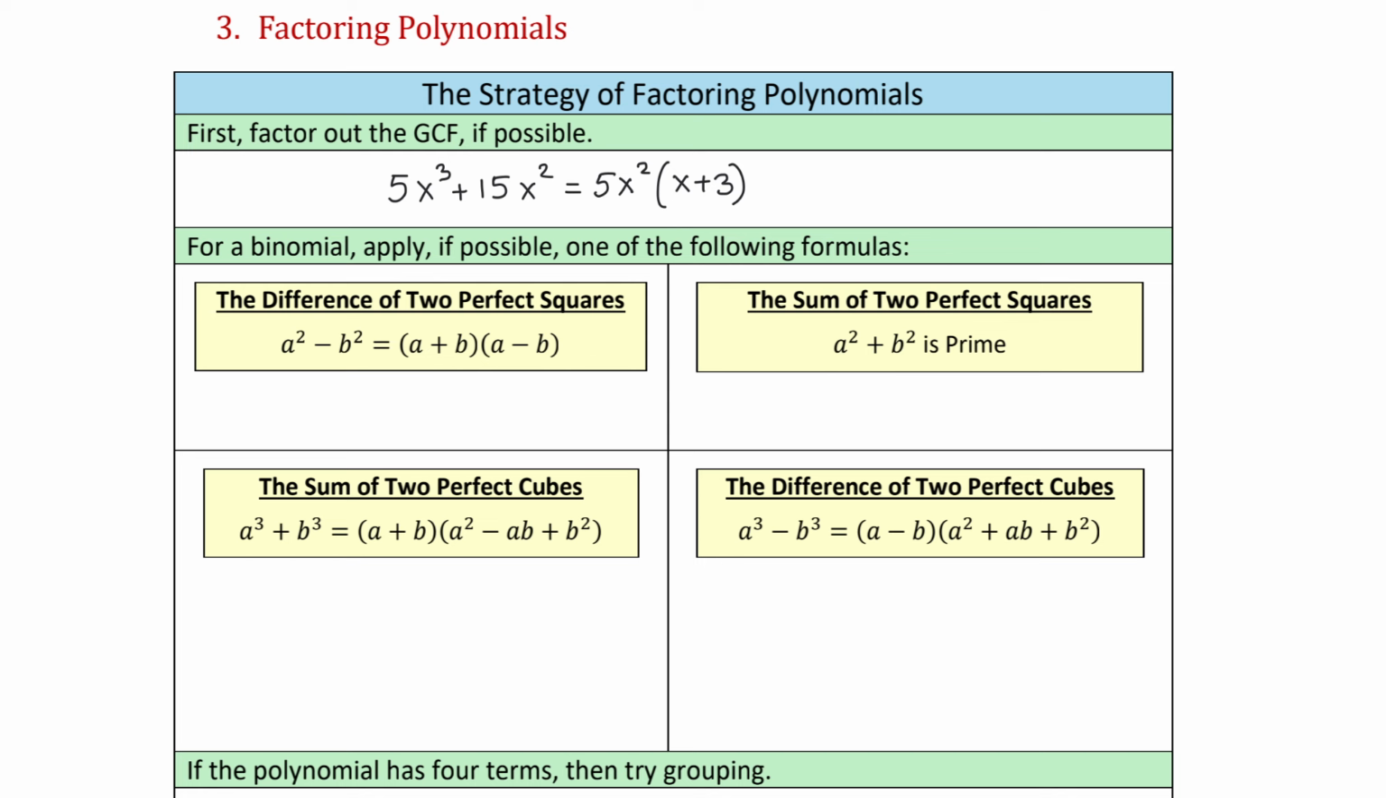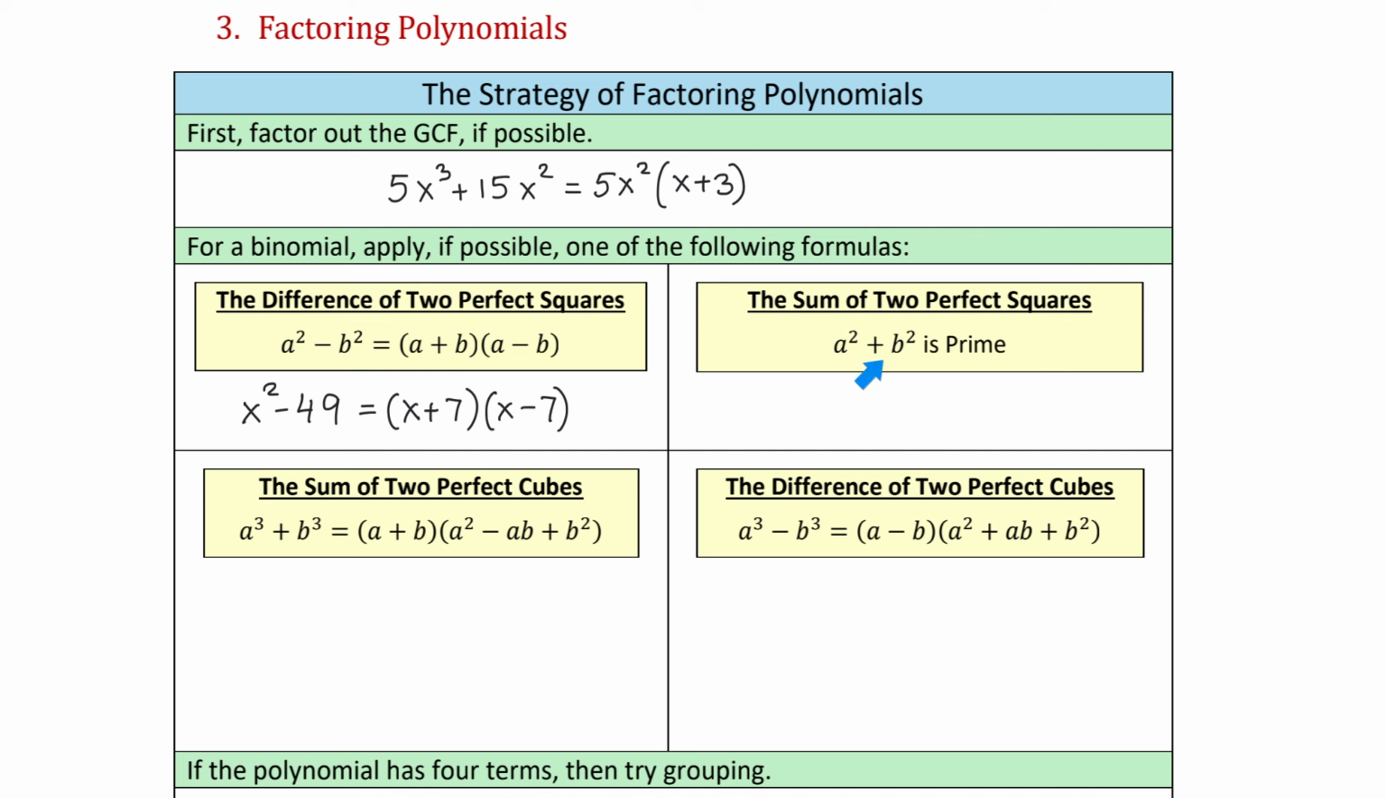Now, if you have a polynomial that is a binomial and you need to factor it, then one of these formulas might work. The first formula is the difference of two perfect squares, and this is a squared minus b squared equals a plus b times a minus b. So if we have a difference of two perfect squares, for example, x squared minus 49, then we can factor it as a product of a sum and a difference. So x squared minus 49 is x plus 7 times x minus 7.